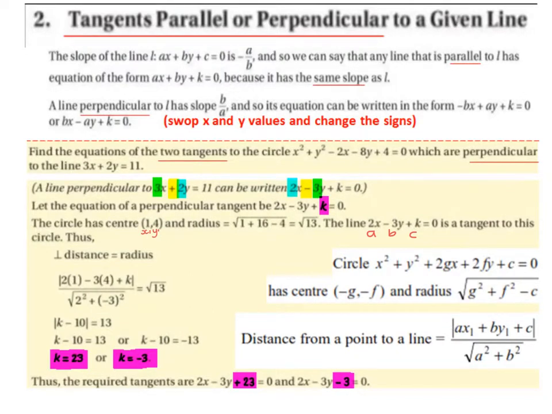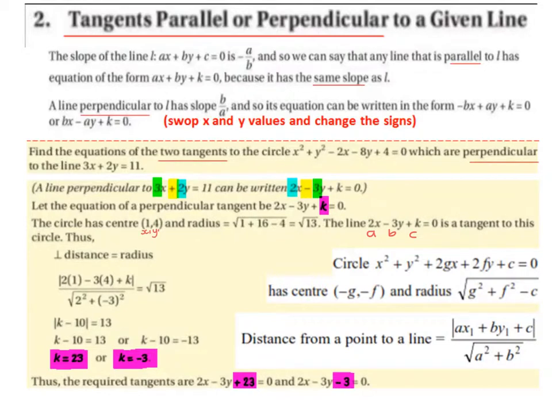So I've labelled my a, b, c and my x1, y1. So I just substitute into the formula. So I get the modulus of 2 times 1 minus 3 times 4 plus k, all divided by the square root of 2 squared plus minus 3 squared. And I let this equal to root 13 because we got the radius equal to root 13. So next I just have to simplify. So 2 times 1 is 2, minus 3 times 4 is minus 12. So 2 minus 12 is going to be minus 10. So I get minus 10 plus k.